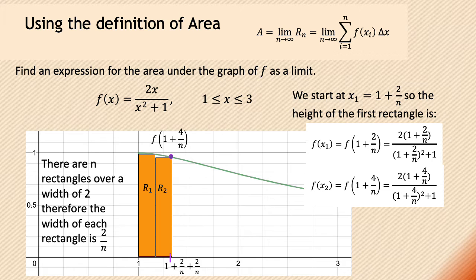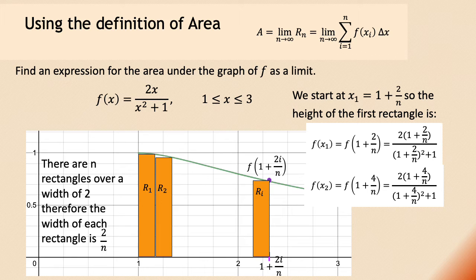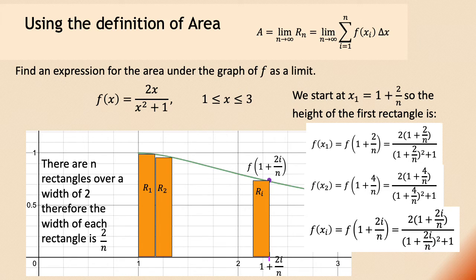Now let's try to get generic here. Let's just arbitrarily say we're out at the ith rectangle. And so where is the x value for the right-hand corner of the ith rectangle? It is at 1 plus 2i over n. So let's plug that into the expression for our function, and now we have a generic expression for the height of any particular rectangle. All right, we're going to go on to the next slide.